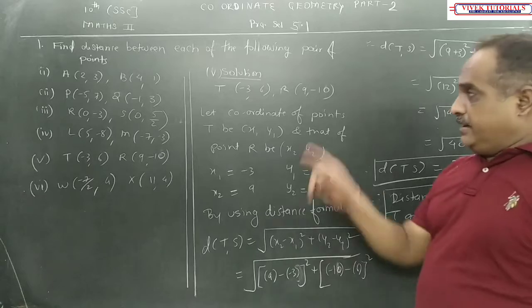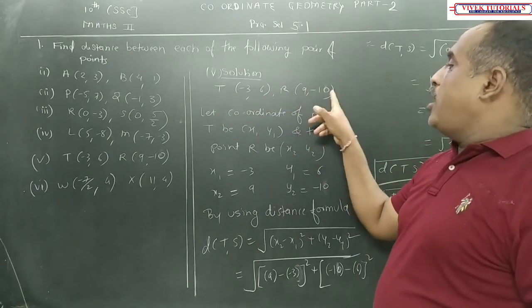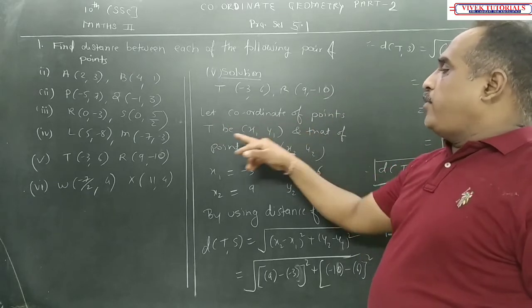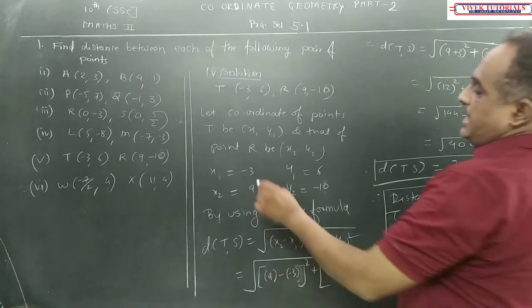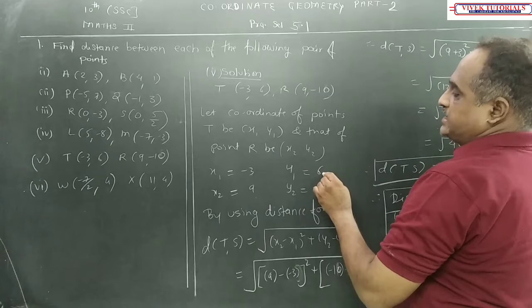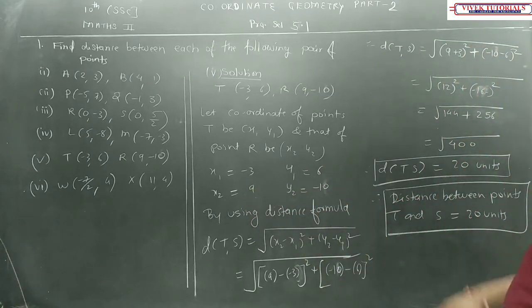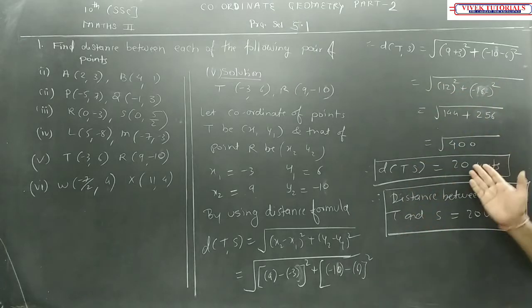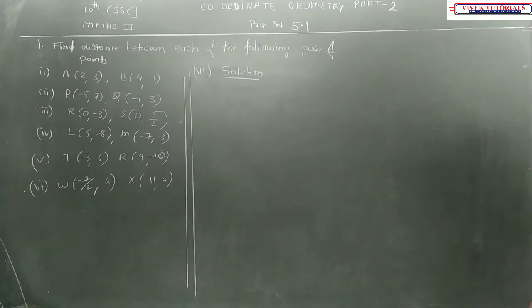Once again, here I have made a mistake. T is at minus 3 and 6, R is 9 comma minus 10. So coordinate of point T is x1 y1, R be x2 y2, x1 value is minus 3, y1 value is 6, 9 and minus 10. I have applied the formula. You got the answer. Please copy it down properly, but we change the value. Instead of 6 minus 16, you have to take minus 10. Copy it down properly. Now the last question of this.